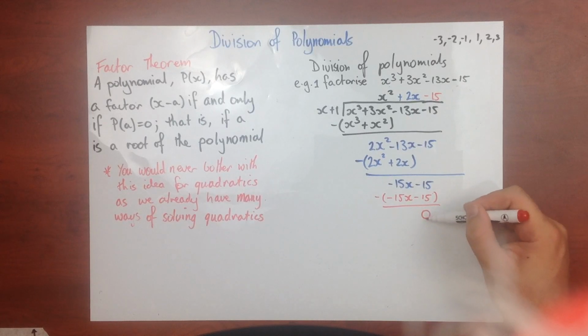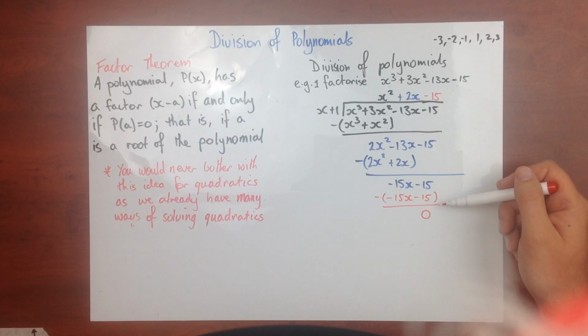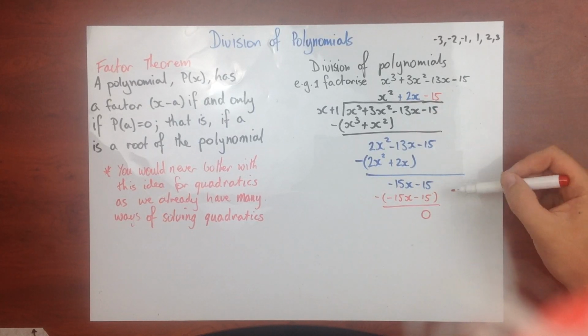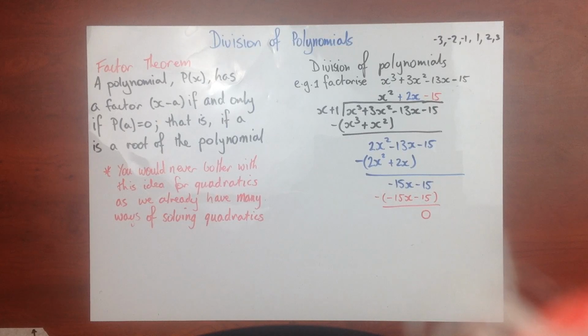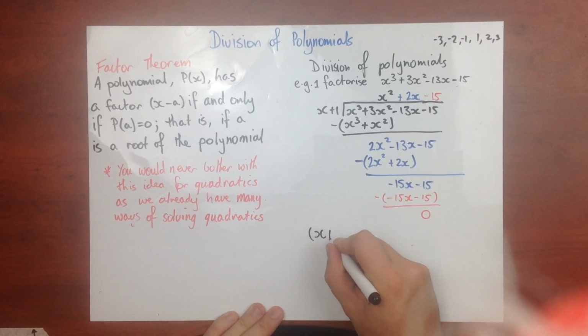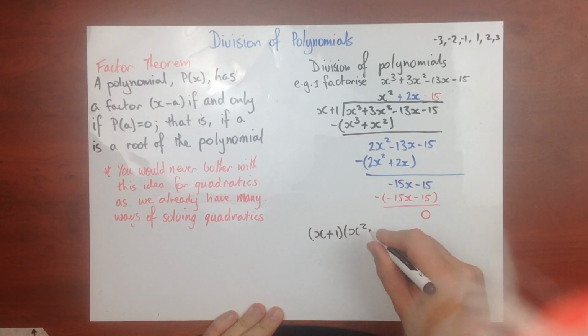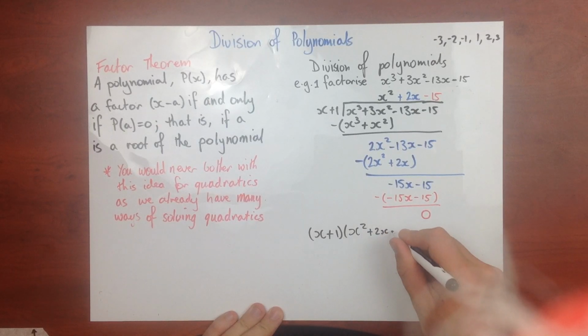If it wasn't 0, it would mean that we've mucked up and our number wasn't actually a factor, or we've mucked up our working out here. You'll see an example later on where we are going to end up with a remainder, but with this we don't want a remainder. So we know that x plus 1 is a factor, and then we've got x squared plus 2x take 15.